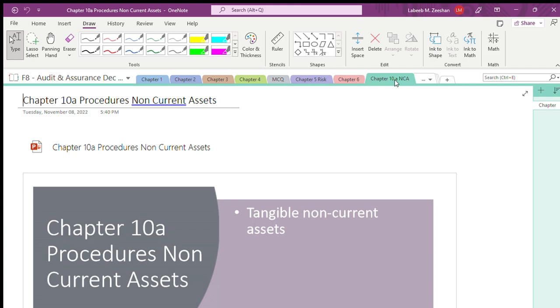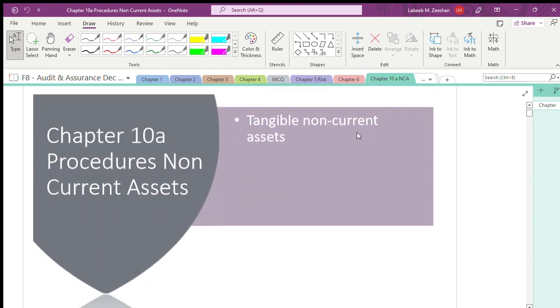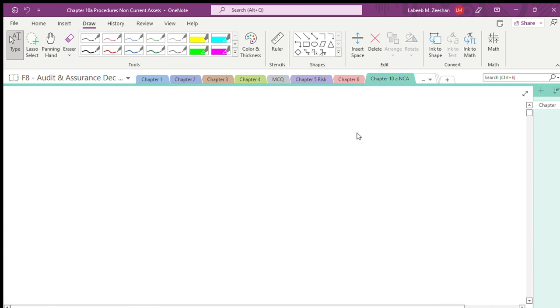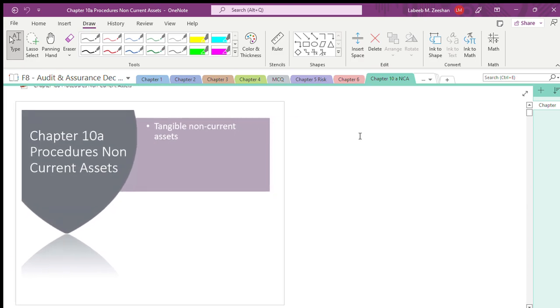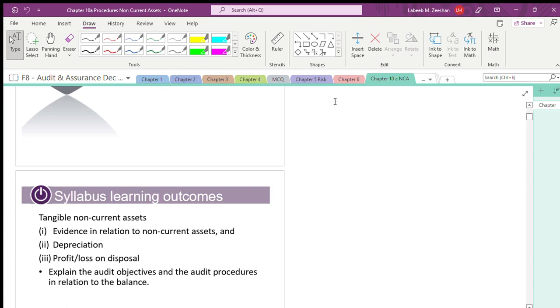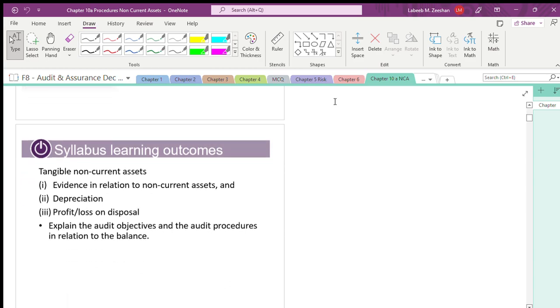So today we will complete this. It's a very small one. Small lectures, very simple. What we are going to do is, when we come across auditing non-current assets, what approach should we adopt? Exclusively non-current assets. Understand?